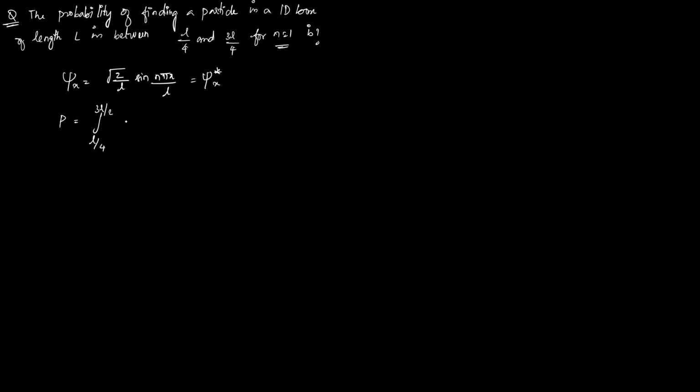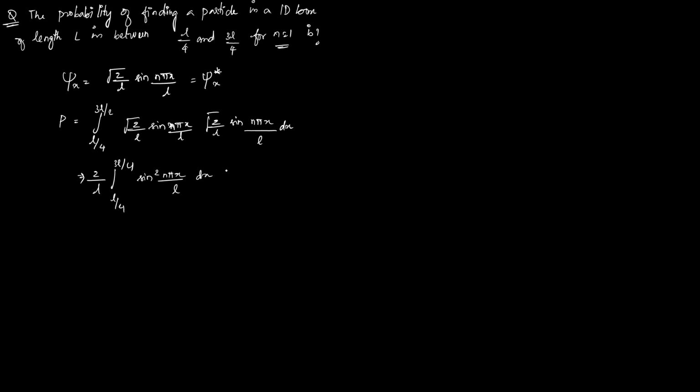Okay, multiplying, this is going to be equal to root 2 by L sin(nπx/L) into root 2 by L sin(nπx/L) dx. So we can write this as 2 by L, we can take it out, and this is going to be for the limit L by 4 to 3L by 4, sin square(nπx/L) dx.